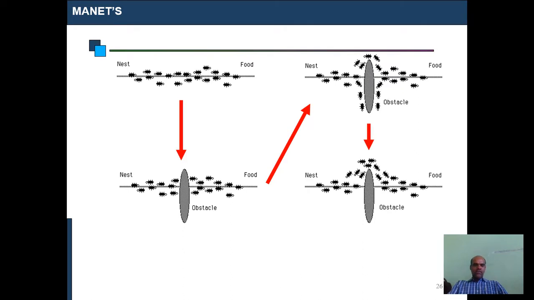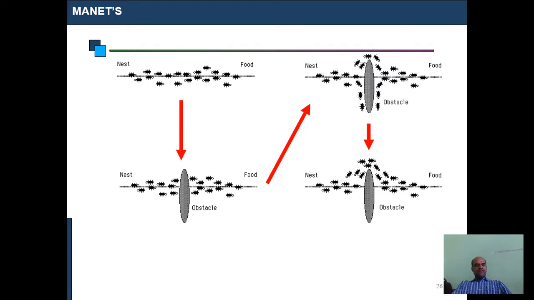Let us assume the ants are moving towards the food, but in between we have some obstacle. So these ants need to find some other route. Some ants are moving like this, and some are moving in this direction. At last, they reach the food. Then after taking the food, they need to come back to their nest.